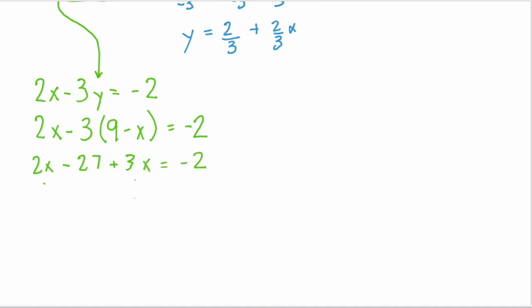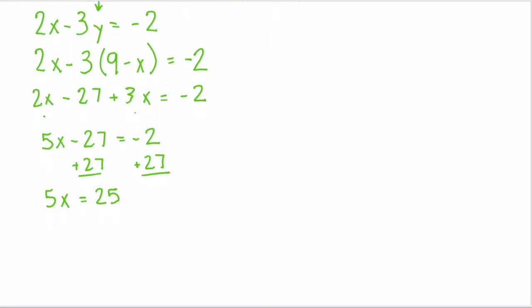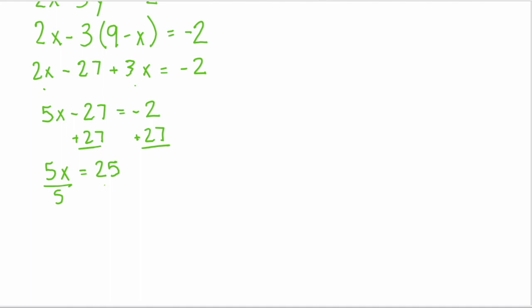We need to distribute that negative 3, so that's negative 27 plus 3x equals negative 2. Let's combine our like terms on the left. That gives us 5x minus 27 equals negative 2. Add the 27 to both sides, and we get 5x equals 25. We need to divide by 5. And we get x equals 5.